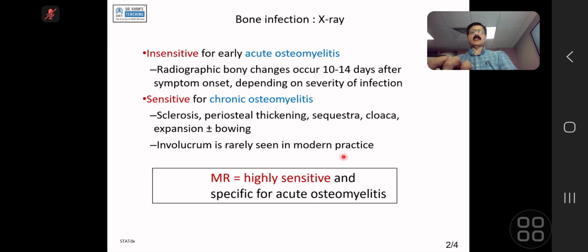Key point to remember is that X-rays are not very sensitive in acute osteomyelitis. MR is the investigation of choice. In chronic osteomyelitis, of course, you can see it, but in the exam, they will show you plain films, by the way, just like the ones which I showed you. This is your last case, candidate one, then we'll go to candidate two.